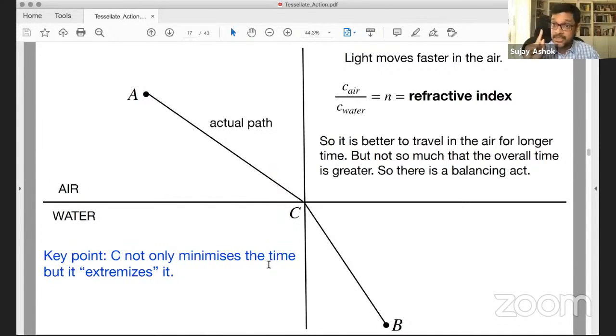Now I want to use the same principle. I want to now conclude this trigonometric relation. I want to derive the trigonometric relation between angle of incidence and angle of refraction. Okay, so here I have to make an assumption.